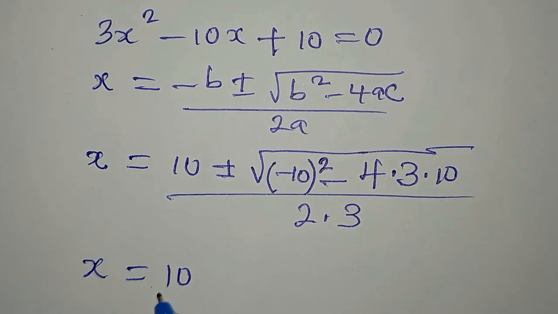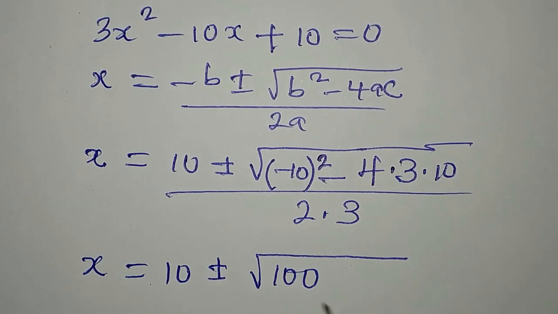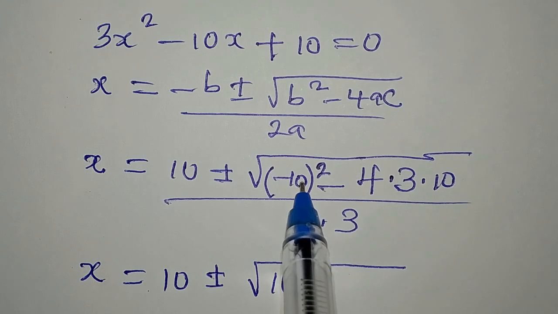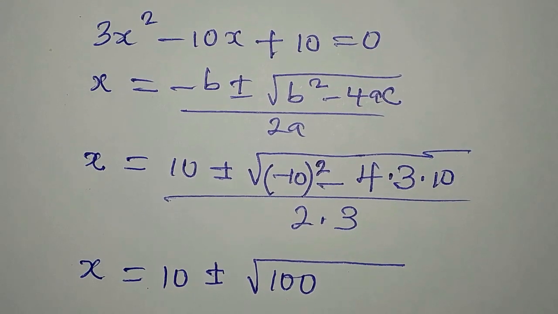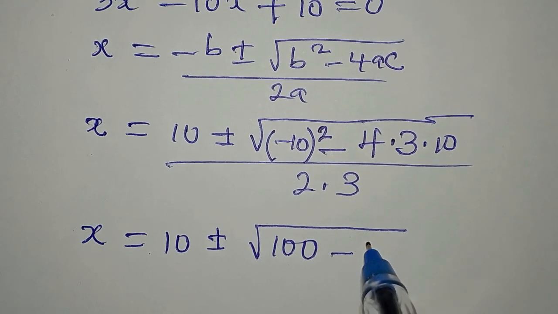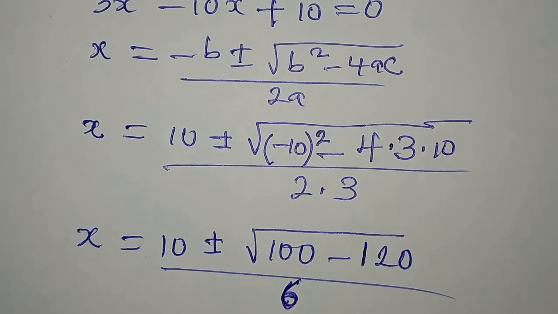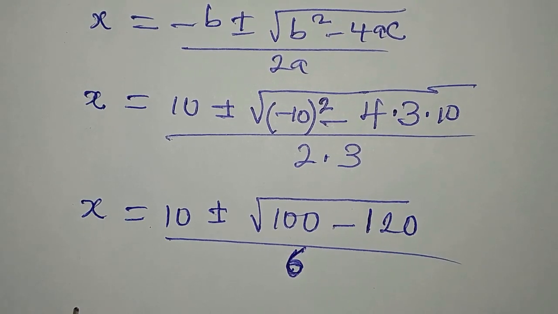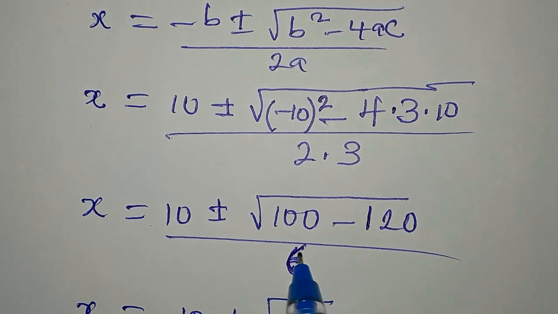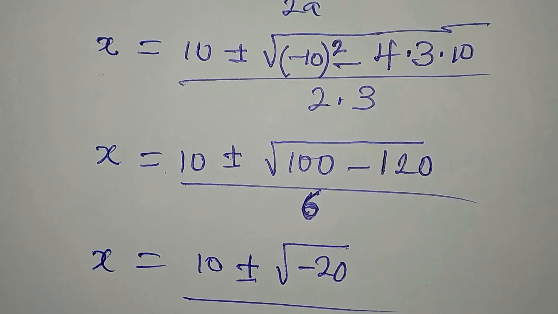x is equal to 10 plus or minus. Now minus 10 squared will give us 100. But mind you, minus 10 squared, if it's not in brackets, will give you negative 100, and that will not be correct. Then minus 4 times 3 is 12. 12 times 10 will give us 120. Then we divide this by 6. Now we can simplify this. So x is 10 plus or minus the square root of negative 20, because 100 minus 120 is negative 20, and we divide this by 6.